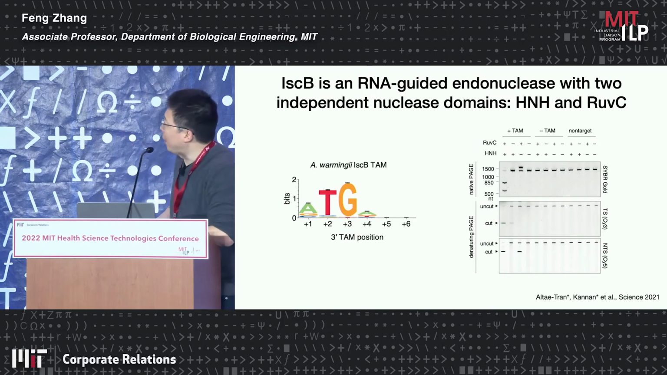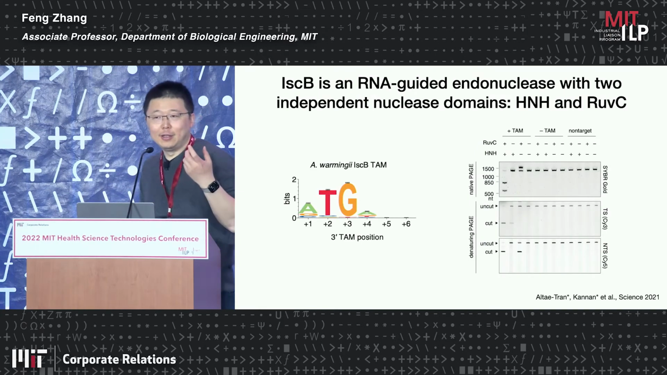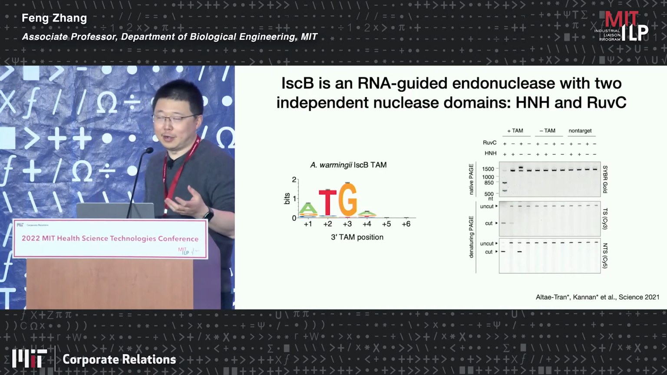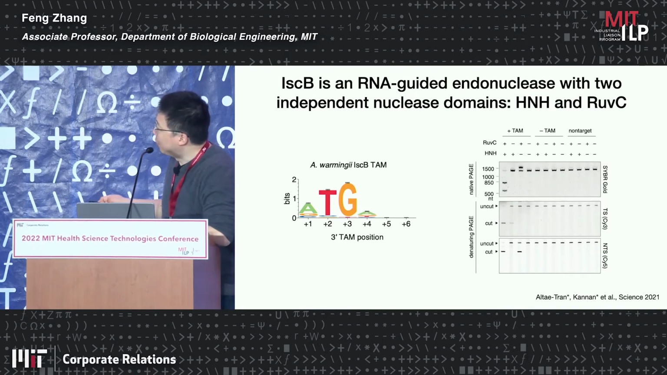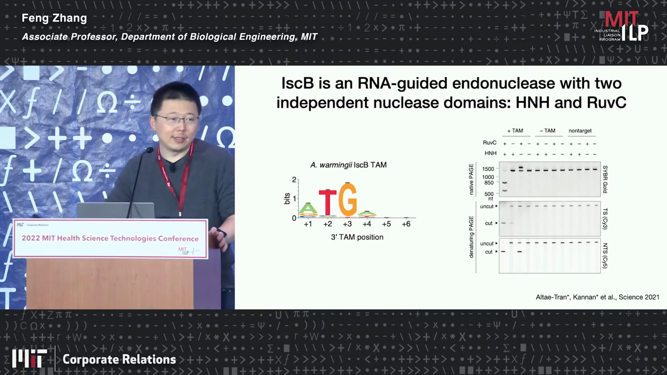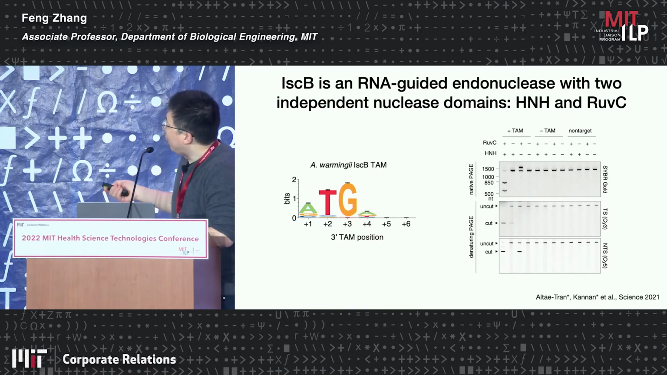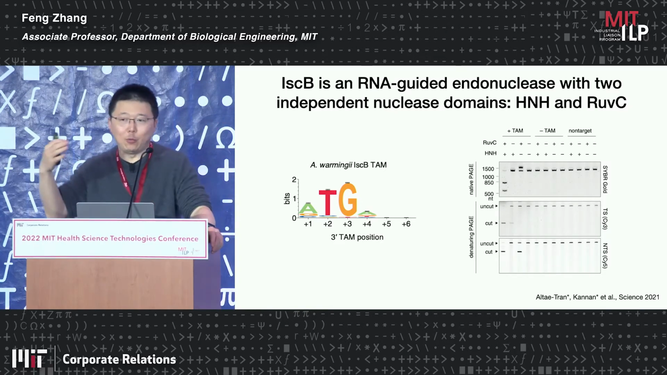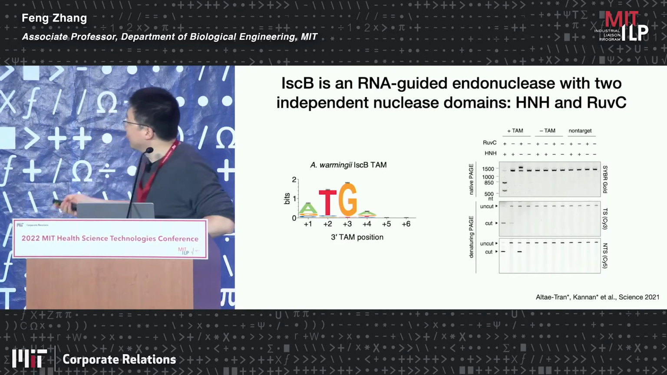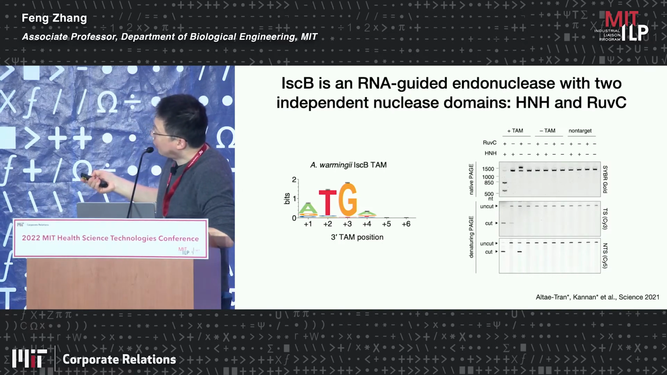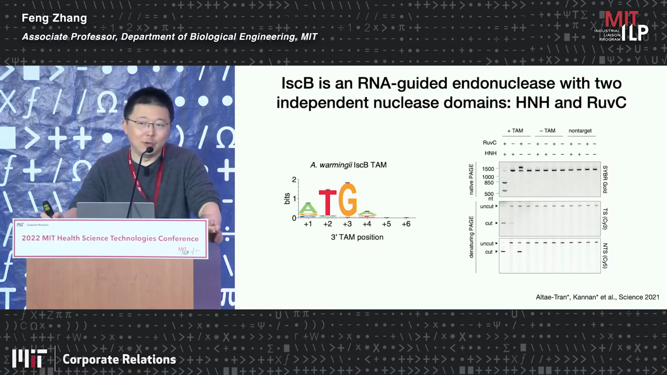So we tested that hypothesis and it turned out that indeed IscB, just like Cas9, is RNA-guided and it cleaves DNA. First of all, it has a motif that's downstream of the target site, just like you find a PAM sequence downstream of the Cas9 target site. And then the two nuclease domains are individually responsible for cleaving one or the other strand of DNA. The RuvC domain cleaves the non-target strand, and the HNH domain cleaves the target strand. So you can see inactivation of them turns IscB into a nickase.